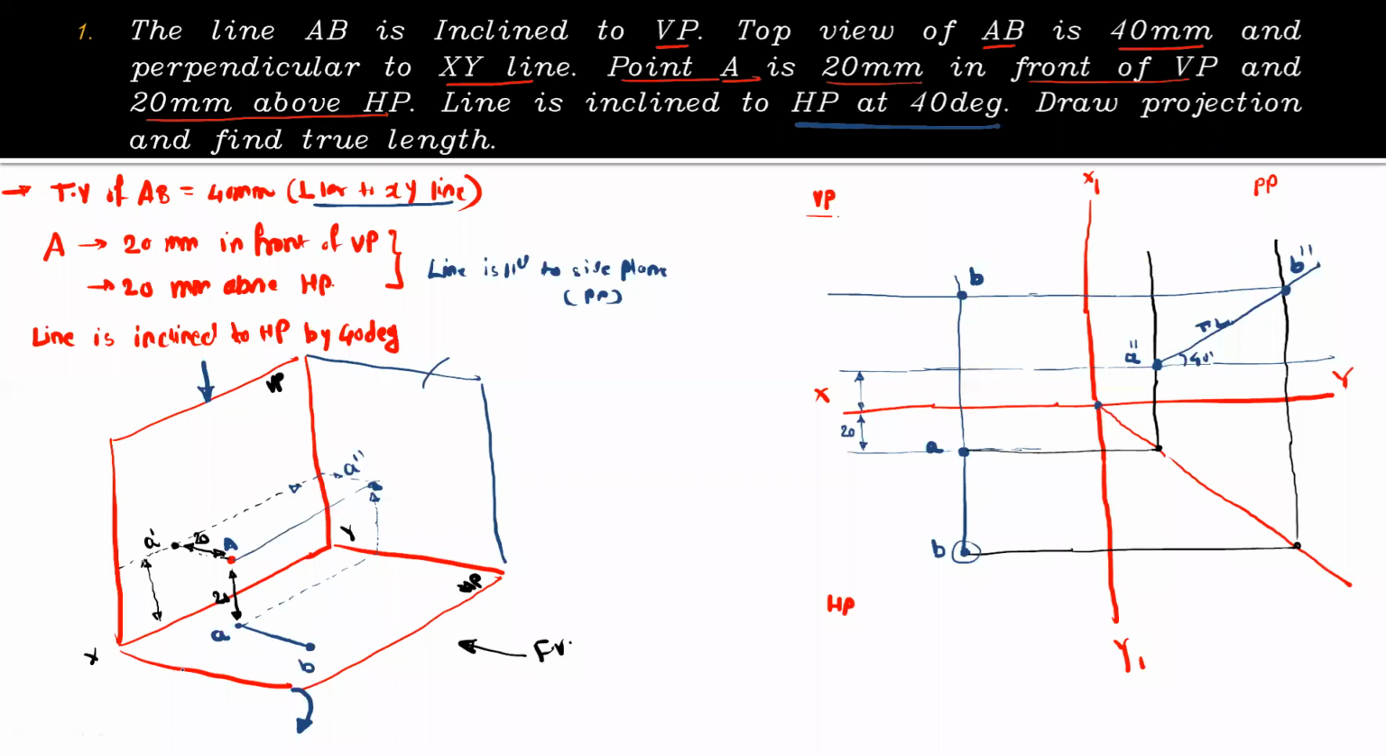If you want to represent that in 3 dimensions, this is the point A, and this will be your point B. So in the side view you will get the true length, and in the top view and in the front view you will get the reduced length. So this is your final projection. I hope this is clear to you.